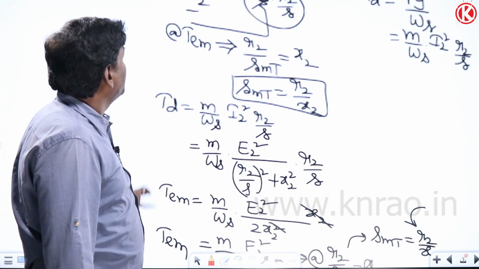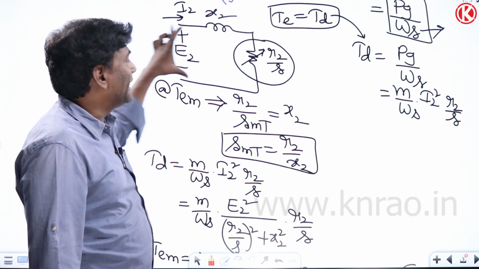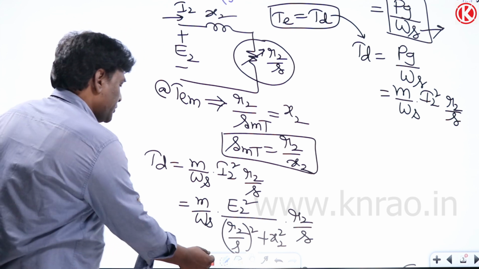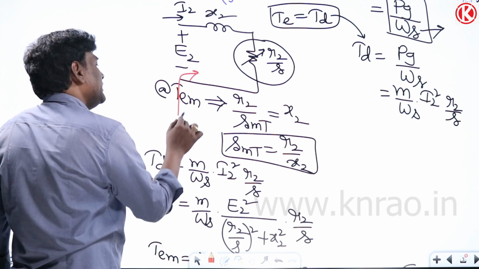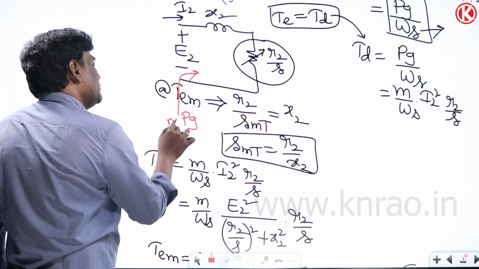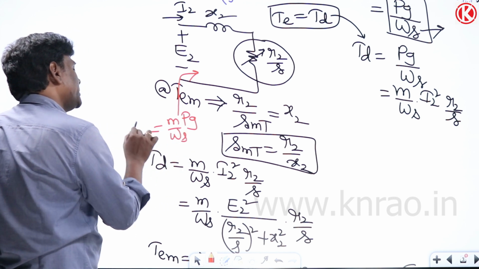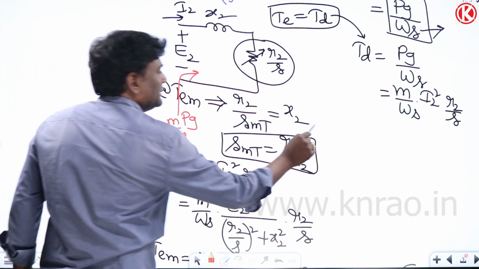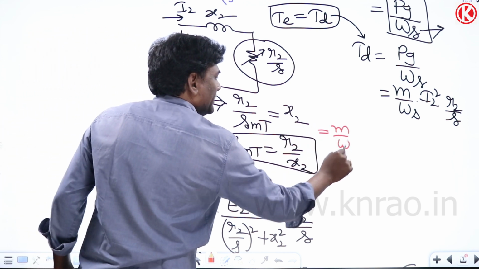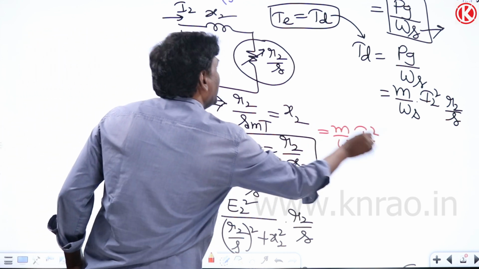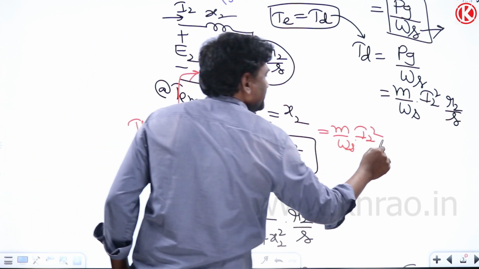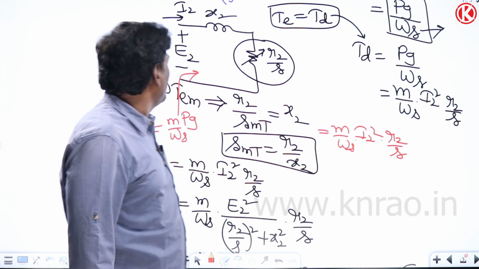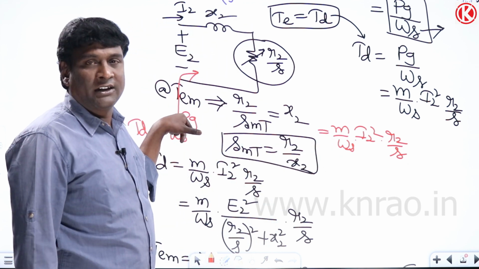This particular diagram we are going to remember: E2, X2, R2 by S. And if you think of PG, the air gap power, then PG divided by omega S is going to be the developed torque. Now PG is nothing but m by omega S into I2 square R2 by S. In place of I2 you are going to place E2 divided by the square root.